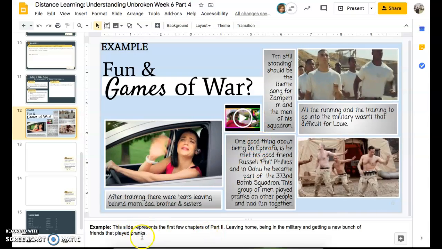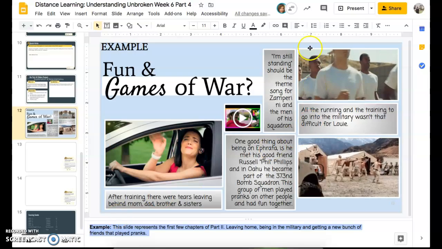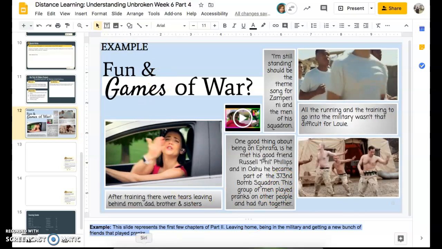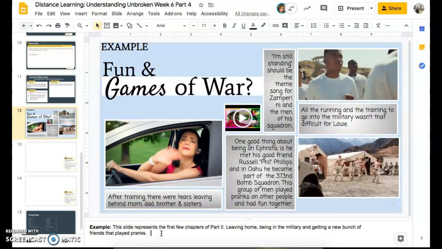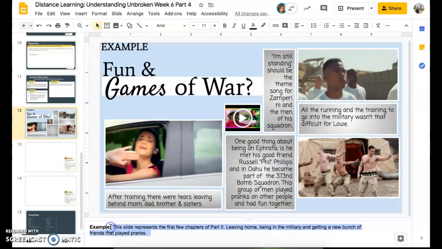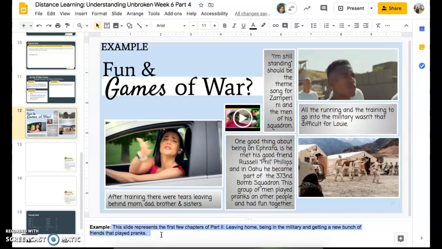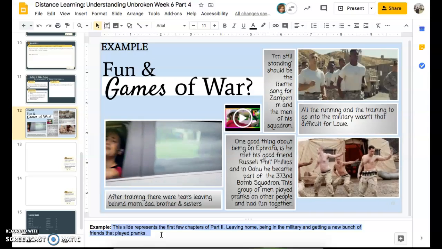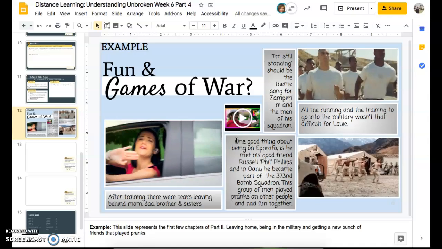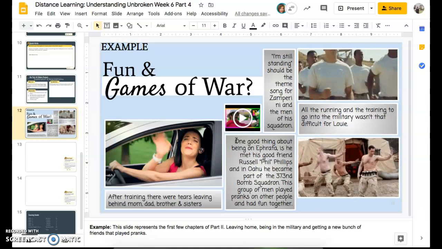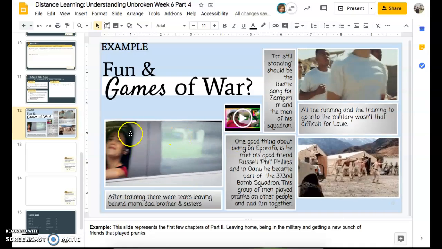Okay. Last but not least, down here, it's asking you to put in some explanation for your slides presentation, okay? So just like if you were presenting this to your classroom, your teacher is going to ask you, why did you choose to do what you did? Down here is the explanation. So it says, the slide represents the first few chapters of part 2, leaving home, being in the military, and getting a new bunch of friends that played pranks. That's it. It's 1 sentence that explains this, and it'll make sure that you get better points on your slides project. So if you're forgetting that, please do it. We're not having you do it just because we want to make you do more things. It's to help you.